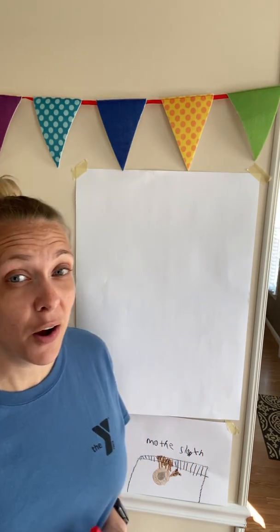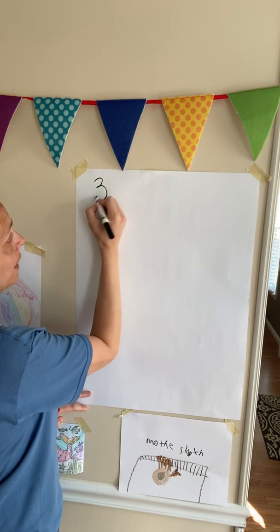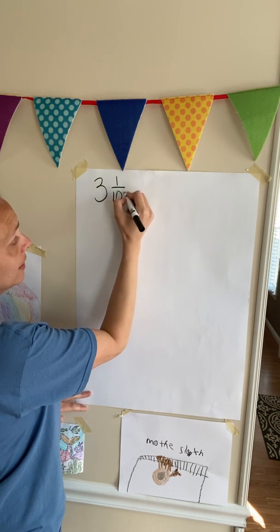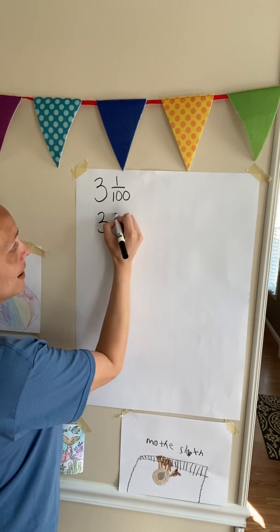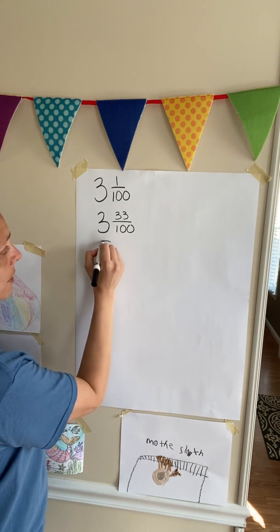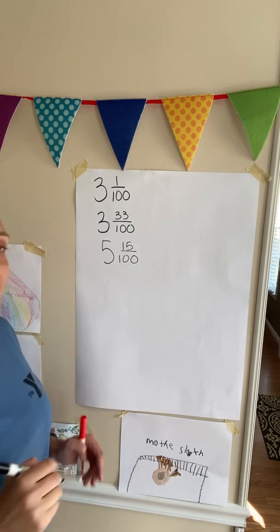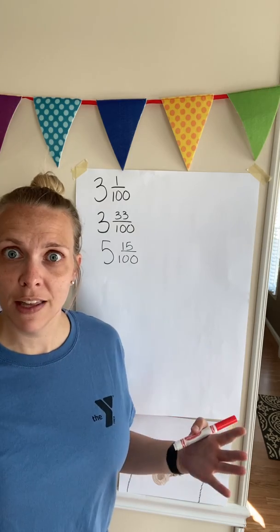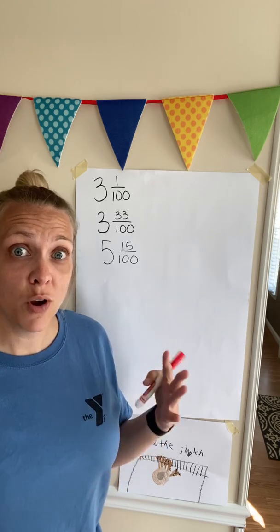I found it interesting because there were two different ways that you guys solved, so I wanted to address both ways. What I told you the other day was that I had run 3 and 1/100 of a mile. I had also run 3 and 33 hundredths of a mile, and I had run 5 and 15 hundredths of a mile. When I hear that, I naturally think of a fraction, which some of you did, but some of you also wrote it as a decimal.